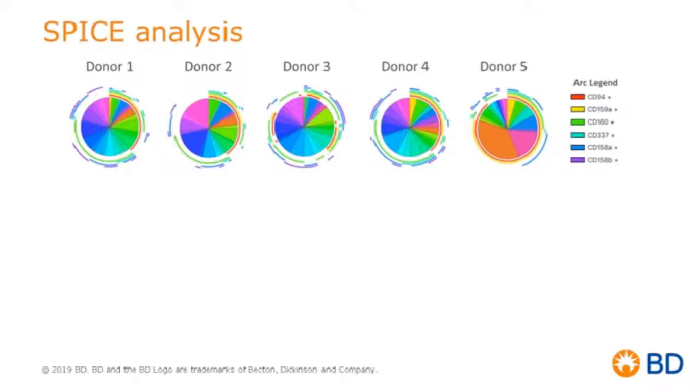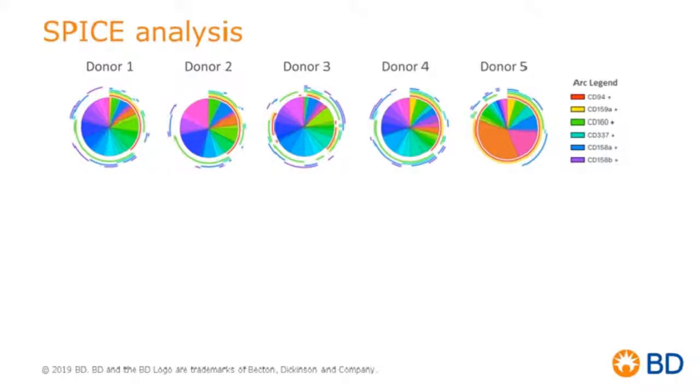And the way we read this graph, if we look, for example, at donor 1, each pie slice represents a subset of NK cells, and each subset of NK cells is defined by the combinatorial expression of these 6 markers. And that combinatorial expression is represented by the arcs outside of the chart. So we can see that there are arcs that overlap with each other, and that would be co-expression.